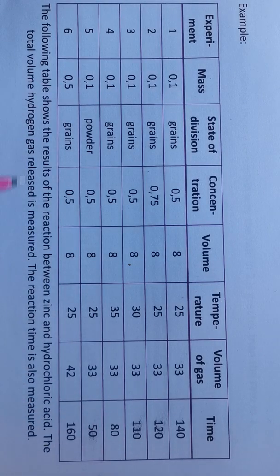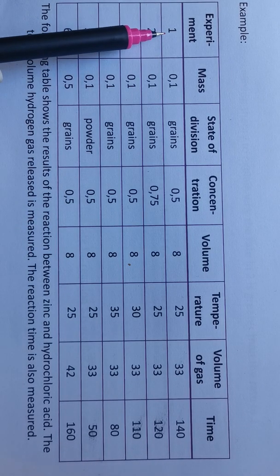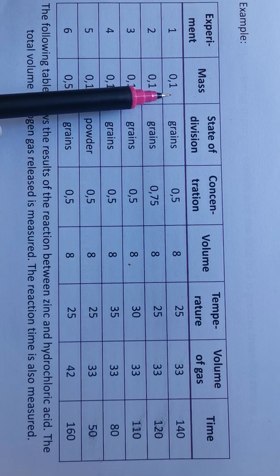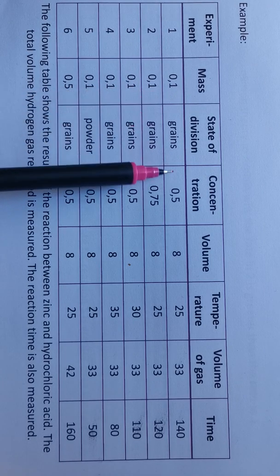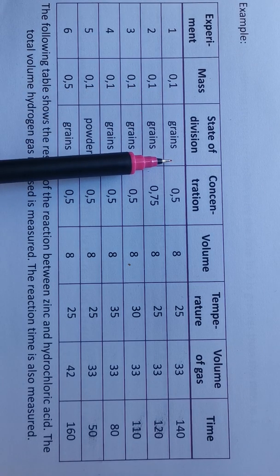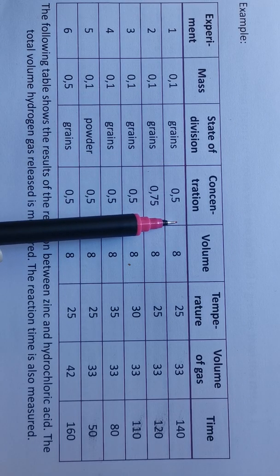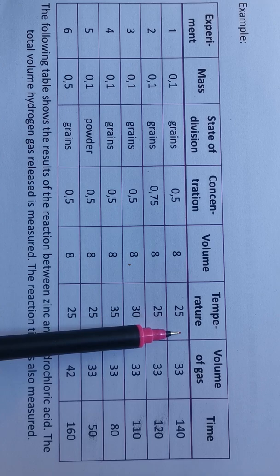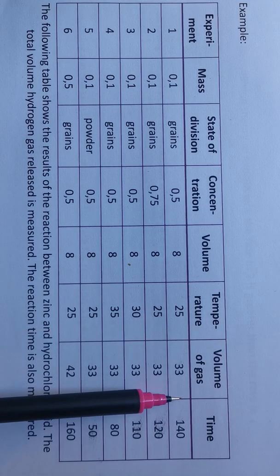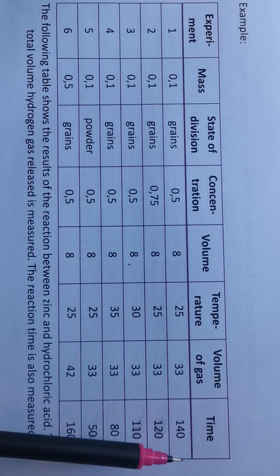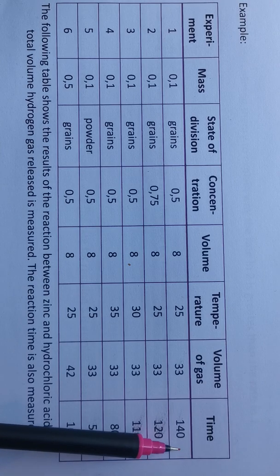Now usually when I get a question like this, I have a look at the table first before I even look at the questions. So when I look at experiment 1, I can see that I've got 0.1 grams in terms of our mass. The state of division, I have grains, so I don't have a block or anything like that. I have a concentration of 0.5, the volume is 8, the temperature is 25, and the volume of the gas is 33. The time that it takes is 140.